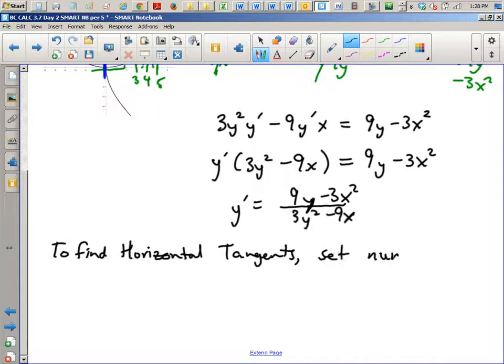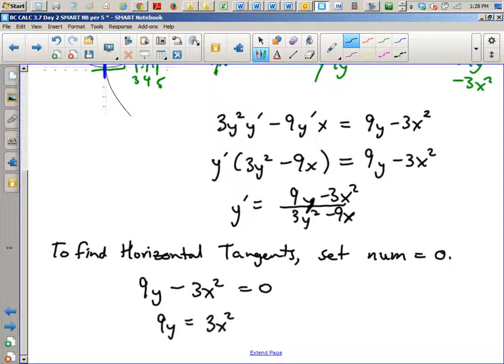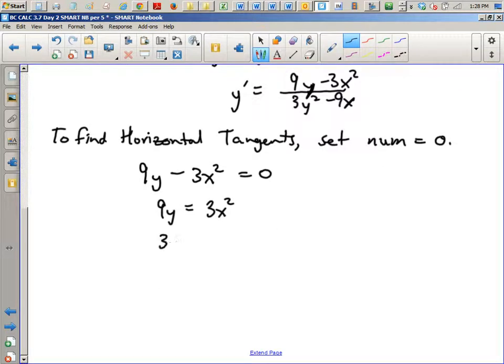set the numerator equal to 0. So 9y equals 3x squared. Okay, I'll show you how I did that. I just basically did the numerator equals 0, and this leads me to 9y equals 3x squared. What do I do with that? Well, let's divide it by 3. It reads this, 3y equals x squared, or we could write it as y equals 1/3 x squared. In other words, I could divide by 9.